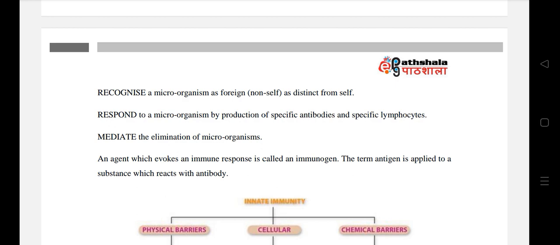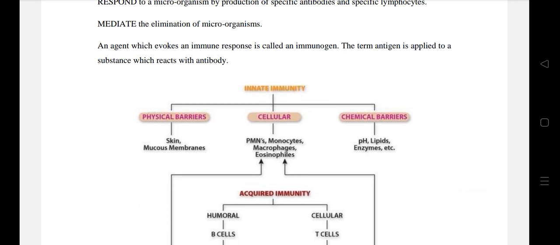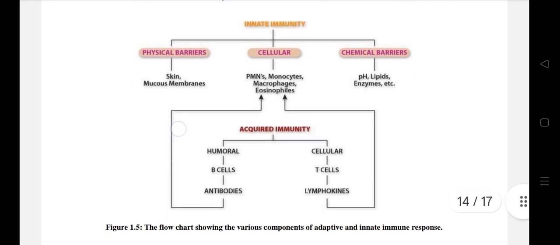Innate immunity: physical barriers, cellular, chemical barriers. Physical barriers are the skin and mucous membranes. Cellular are PMNs, monocytes, macrophages, and eosinophils. Chemical barriers are pH, lipids, enzymes, etc. Acquired immunity: humoral, B cells, antibodies; cellular, T cells, lymphokines.